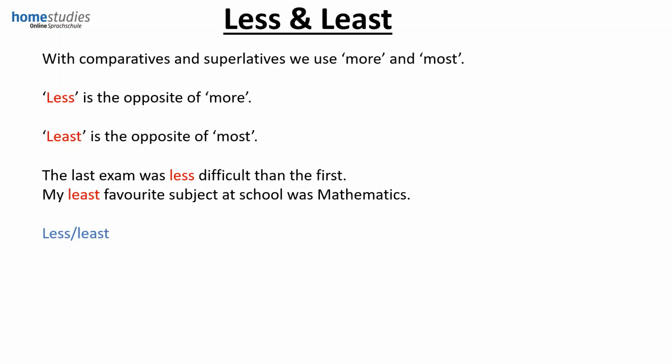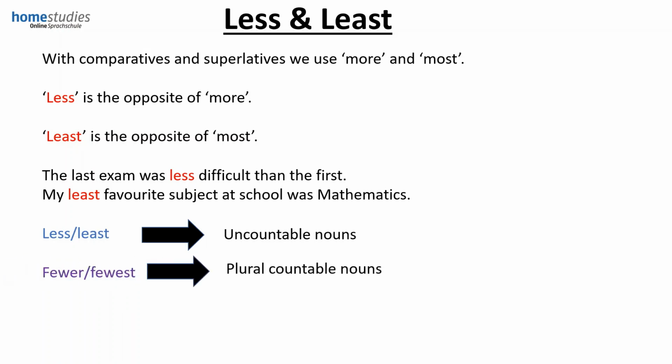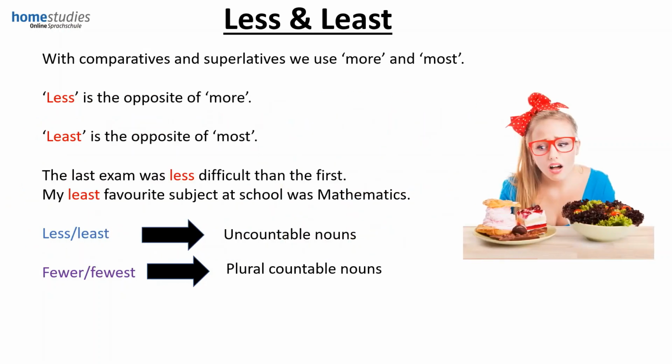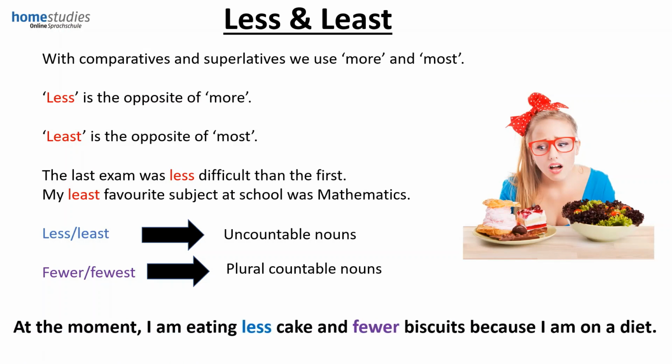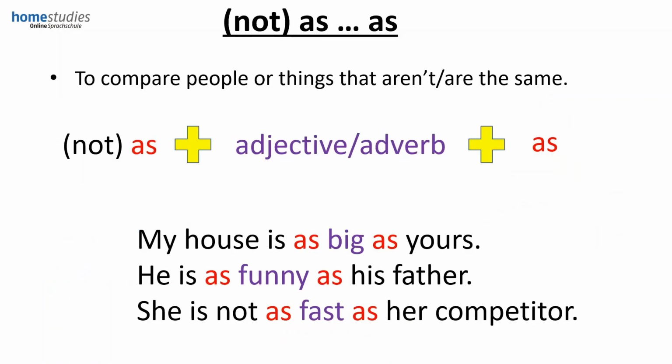Now, we use less and least with uncountable nouns, and we use fewer and fewest with plural countable nouns. Let's have a look at this picture here. So, I'm going to create a sentence describing this picture. I'm going to say, at the moment, I am eating less cake and fewer biscuits because I am on a diet. So I've used less and fewer in the correct way. Now, this is extremely important because this does crop up in the exam.